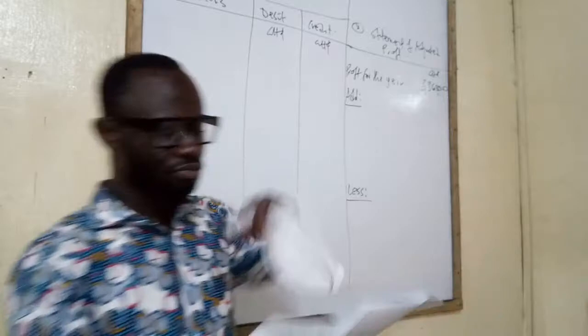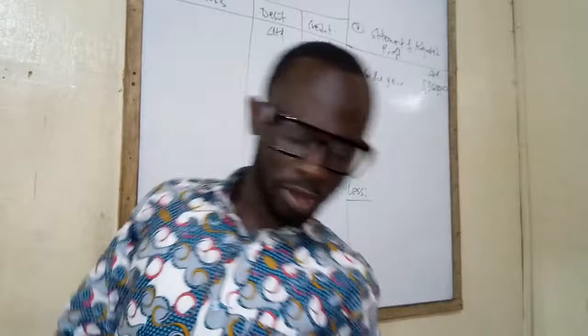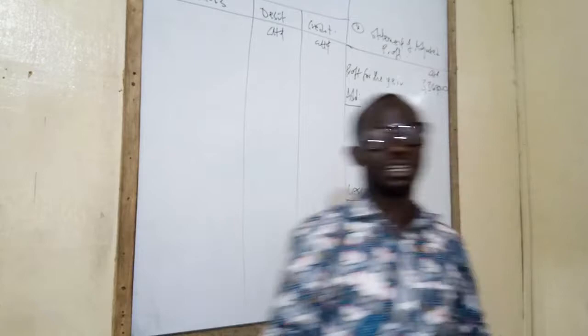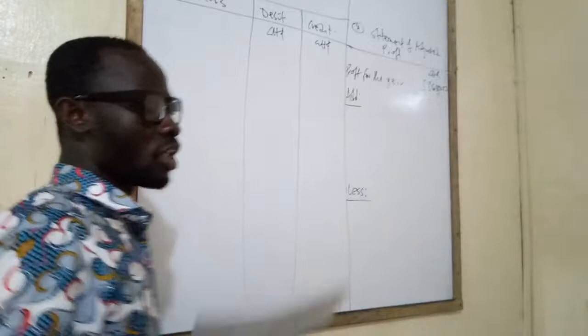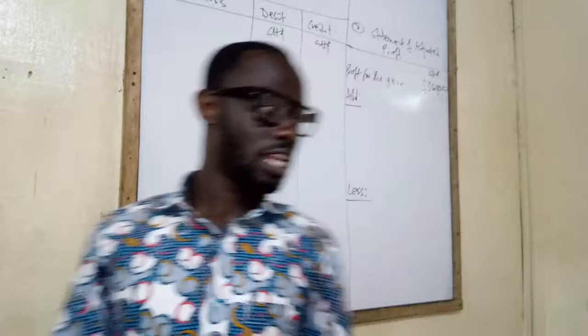Error number one. Insurance premium paid was understated by 600,000 Ghana cedis. What kind of error is that? Error of casting, right? So if an insurance has been understated by 600,000, how do we correct that error? Remember, I told you that you saw in the previous lesson, the error of casting.